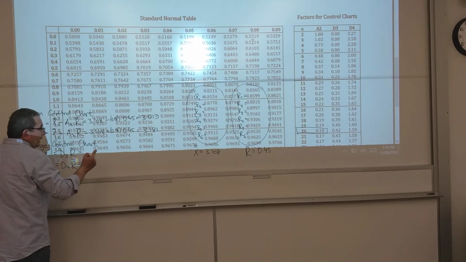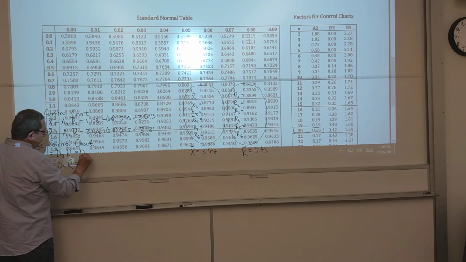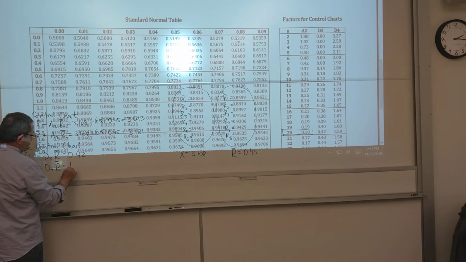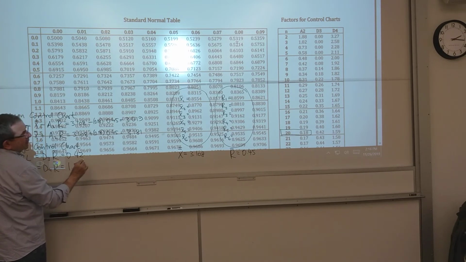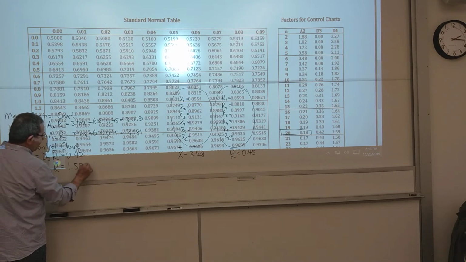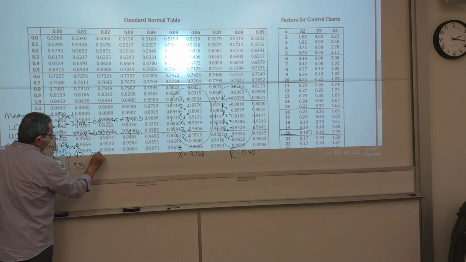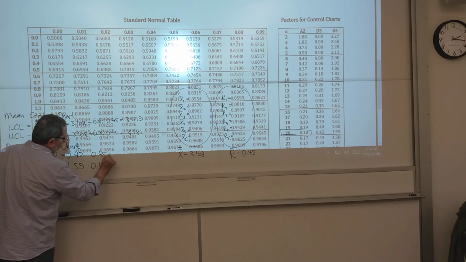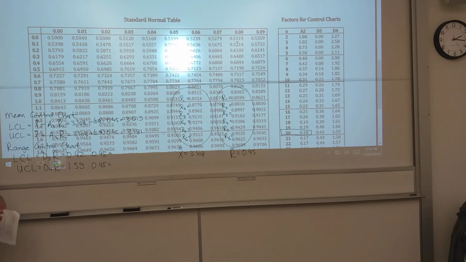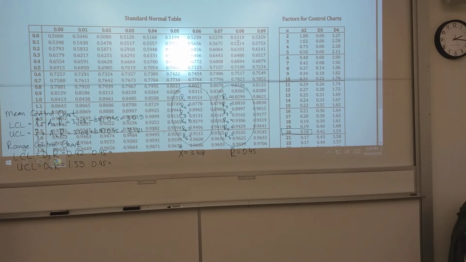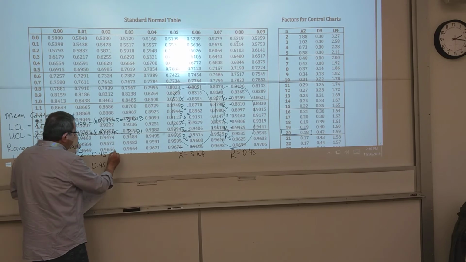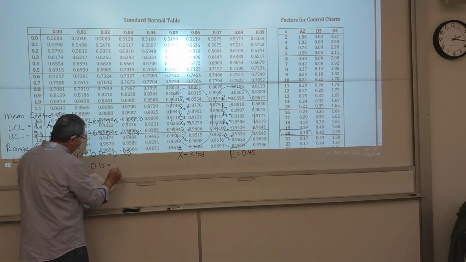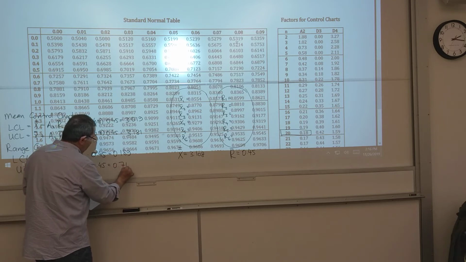So 0.42, 1.57, times 0.45. So that gives us 0.189 and 0.716.